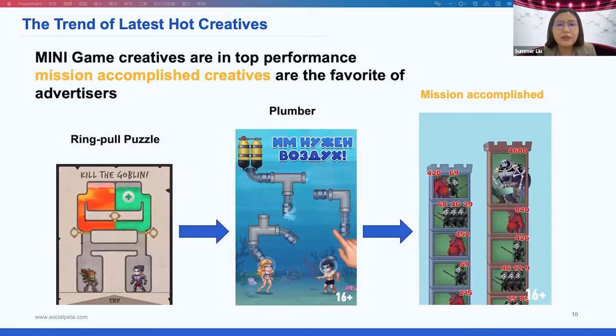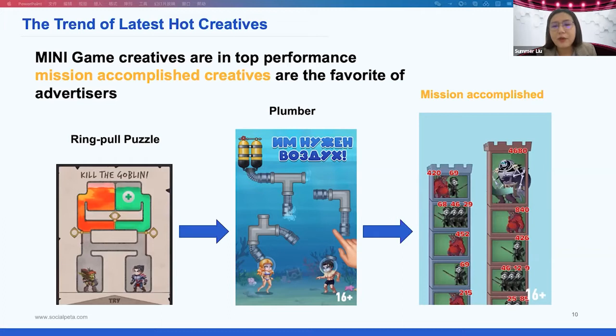Another trend is that we can see many top advertisers apply mini game elements in their creatives. Those plots may not be relevant to the real gameplay of the products they promote, but these creatives usually bring high interaction for viewers.